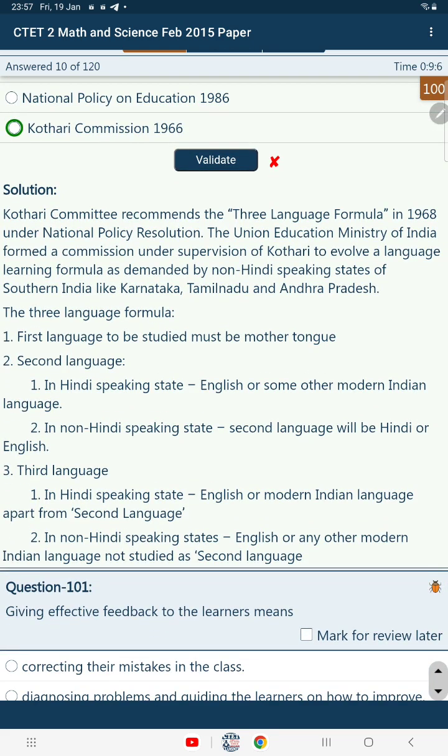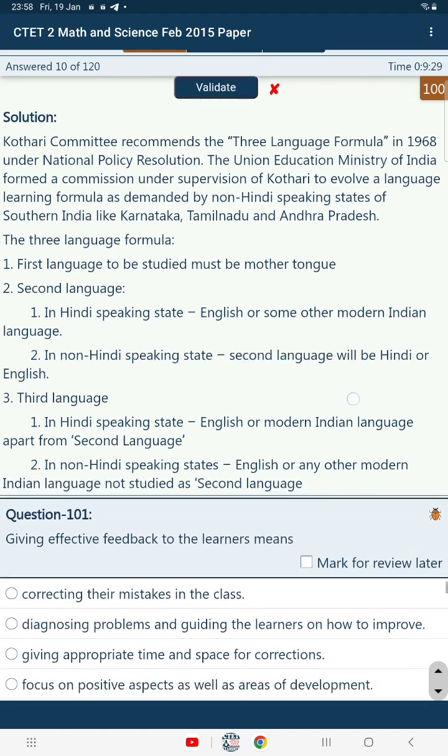Kothari Commission recommended the three language formula in 1968 under the National Policy Resolution. The Union Education Minister of India formed the commission under the supervision of Kothari to evolve a language learning formula, as demanded by non-Hindi speaking states in Southern India: Karnataka, Tamil Nadu, Andhra Pradesh.